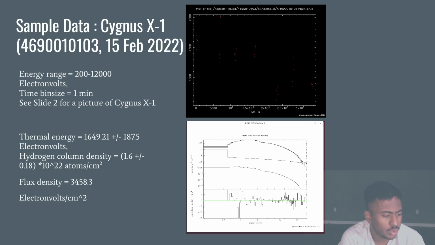And now we have hydrogen column density. That is the amount of hydrogen that is in the area being analyzed per square centimeter. And flux density is the power of the emitted light per centimeter squared. So the spectrum is down there, and you see the spectral lines jumping. Now, this may not be a good fit, but don't worry about that.